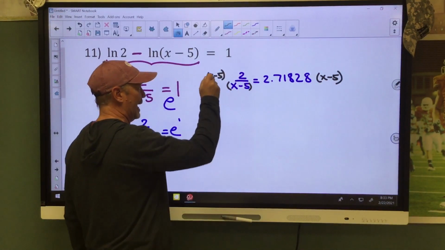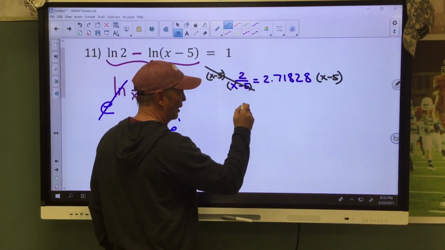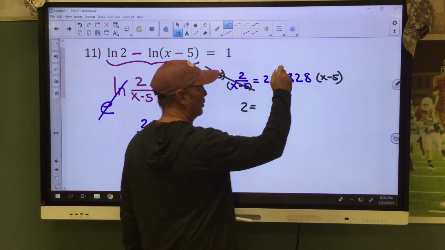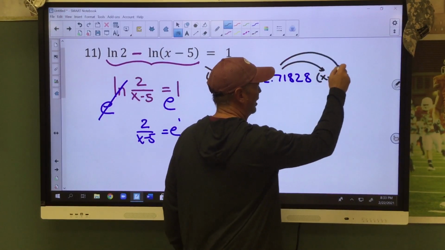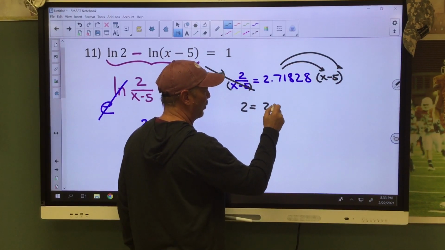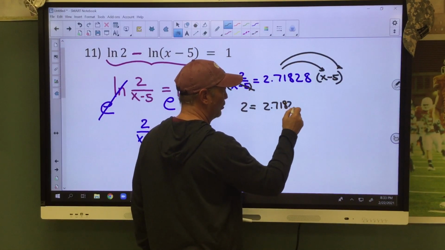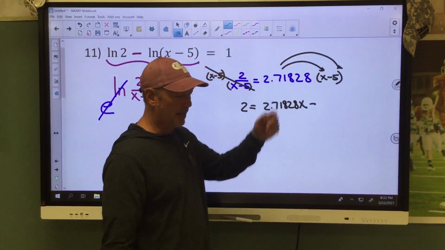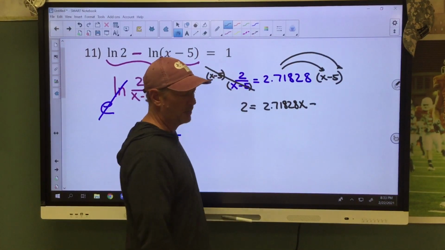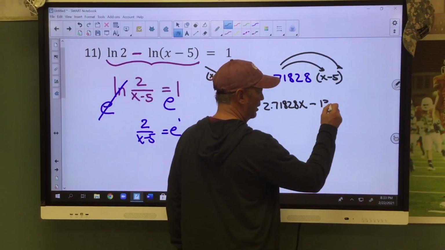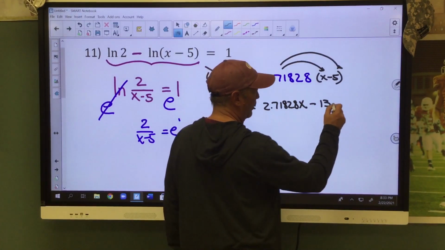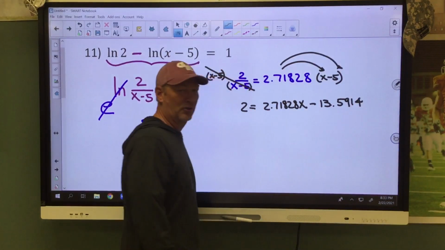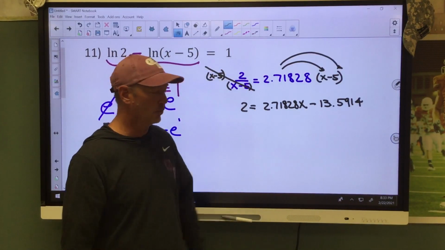Okay, this is going to cancel. This is going to leave me with 2 equals. Now I need to distribute. I'm going to distribute, and that's going to give me 2.71828x. Minus, and I need to multiply it times a negative 5. And when I multiply it times a negative 5, I'm going to get 13.5914. Saved you the trouble. I've done that before. We could go to the calculator, but that's what you'd get.